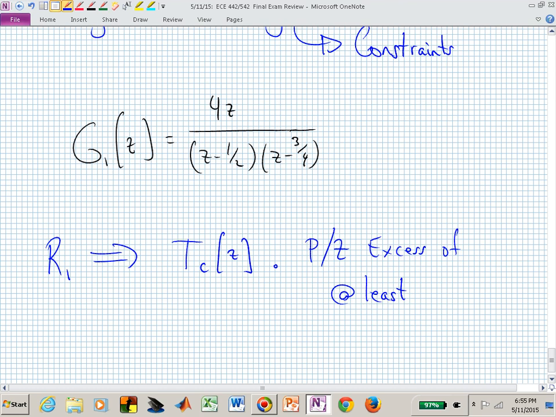Thank you for holding up your other hand. I was trying to minimize the number of choices in a multiple choice question. But if we had 5 possibilities, what's the pole zero excess in G sub 1? 1. So we need to at least be that big. Of at least 1.